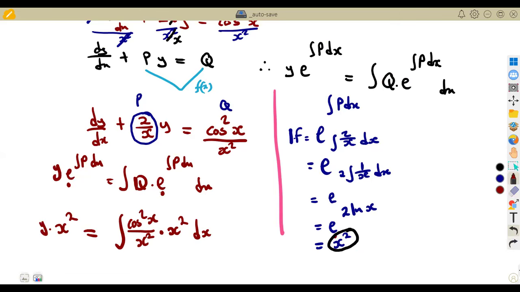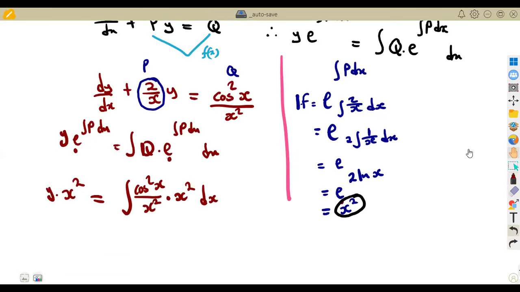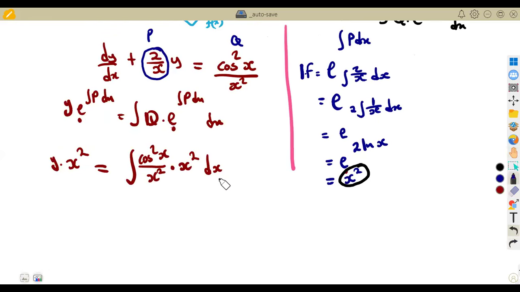So don't be afraid here. There's nothing that is happening here. If you check properly, these two are the same. This is same as over 1. These two can cancel, x squared and x squared. So you're just left here with y times x squared is equal to the integral of cos squared x. So this is the integral of cos squared x with respect to x.